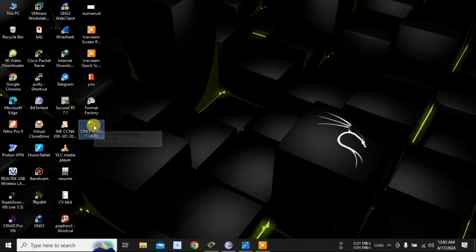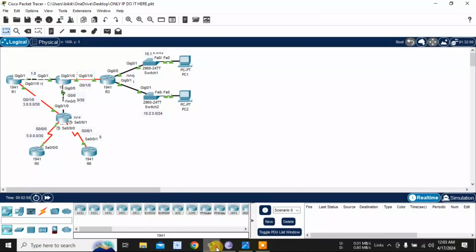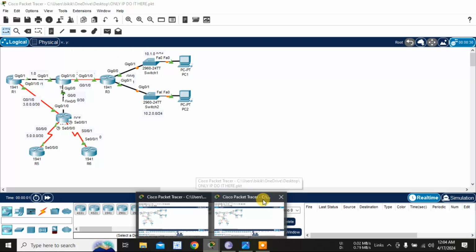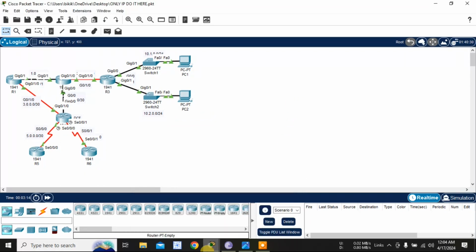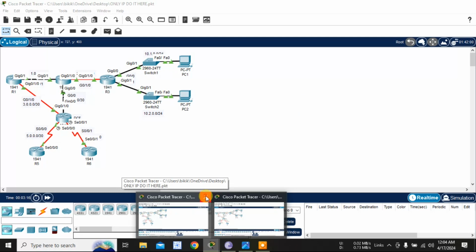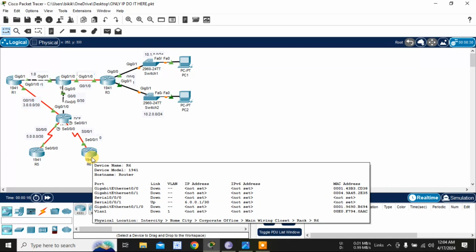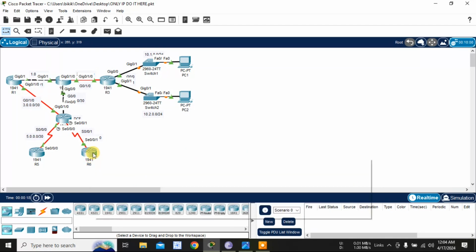So let me first of all open the Packet Tracer file. In this file only IP addresses are assigned to every router. Only IP addresses are assigned. So now I will be using OSP, not OSPF, sorry, I will now be using static routing protocols.